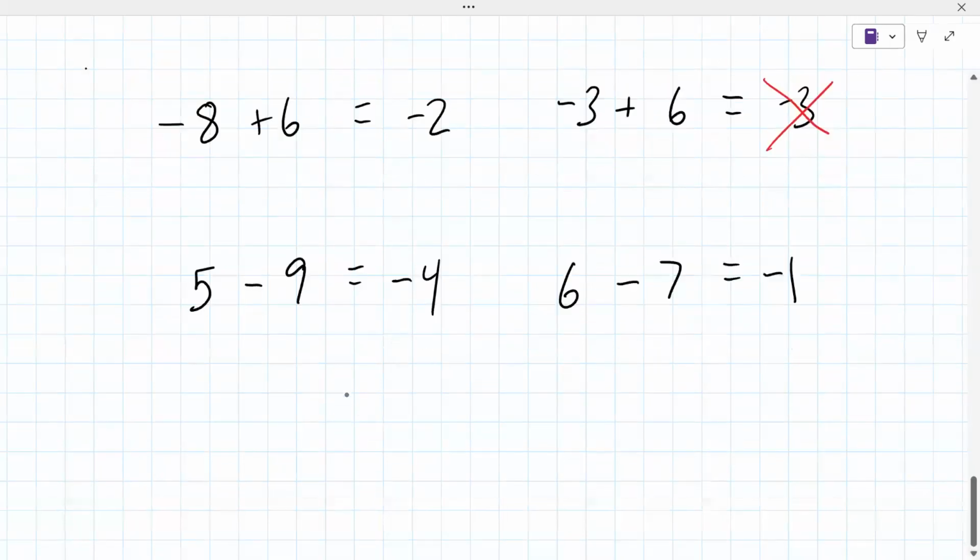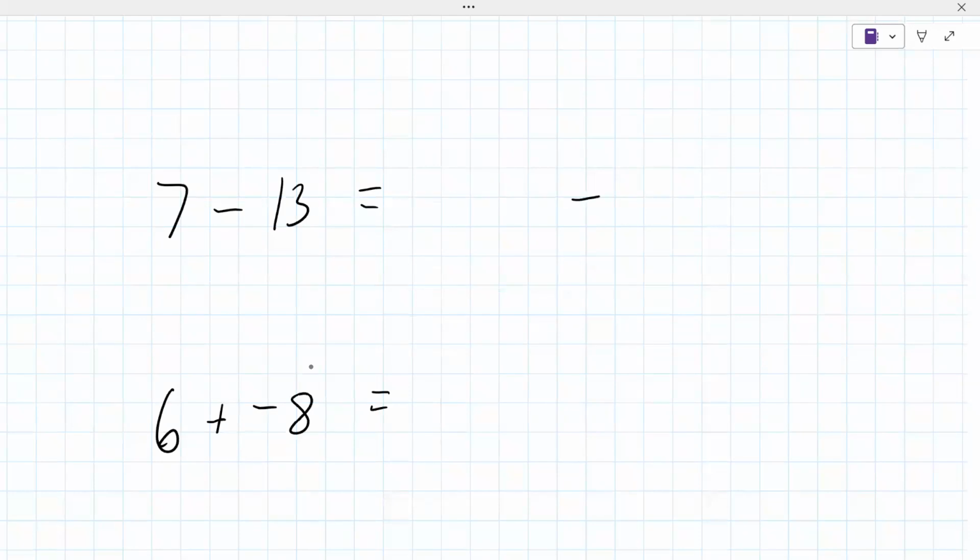All right, so let's take a look here. Let's go 7 minus 13. All right, some problems for you to try.